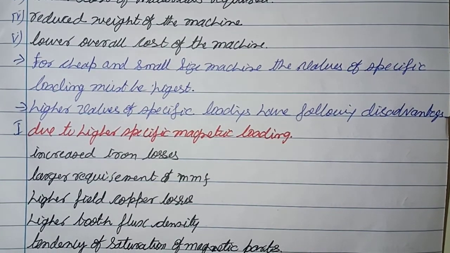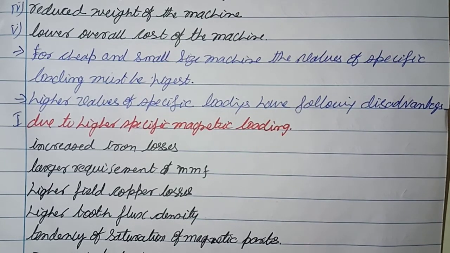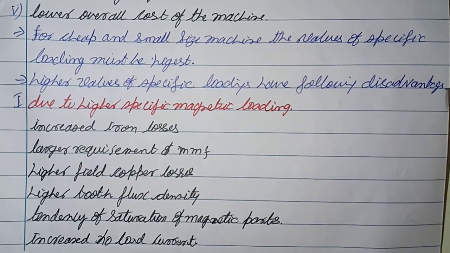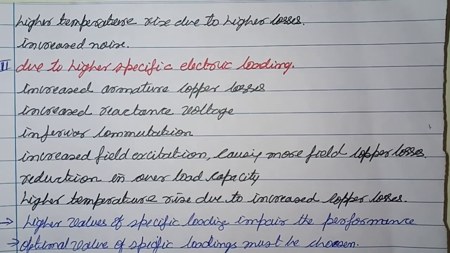Then the tendency of saturation of magnetic parts. If you have a higher value, or if they are working very near the saturation level, and they become saturated, that will lead to different types of problems. And then increased no load current also. I naught is the vectorial addition of Im and IL, the magnetizing current and the loss component.